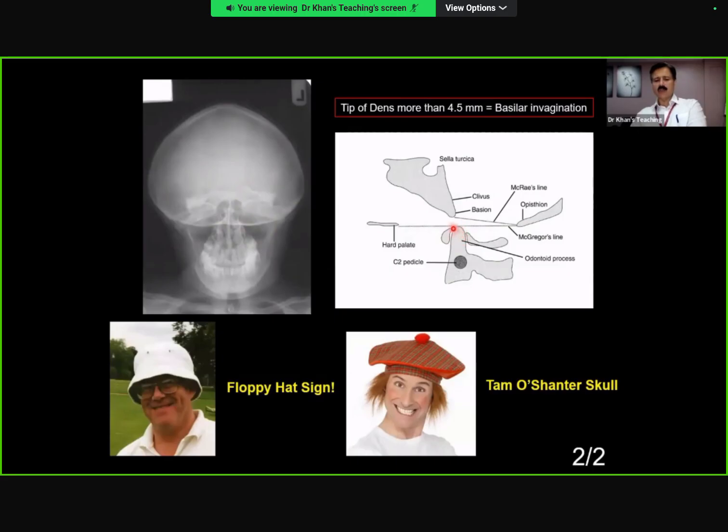This is the concept: this is the McGregor line from the hard palate, and the upper border of the dens should not be more than 5 millimeter. If more than 4.5 millimeter, it is basilar invagination. This is the definition.